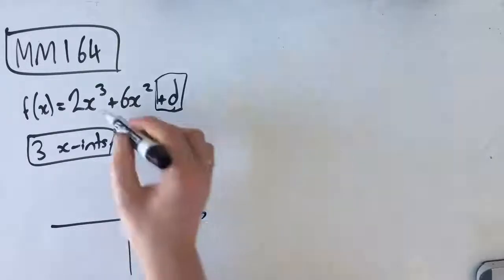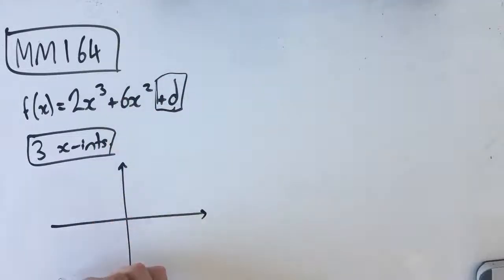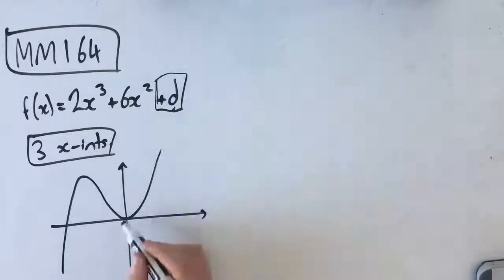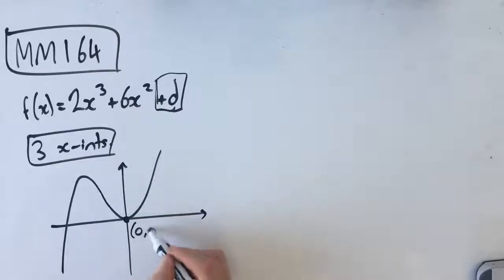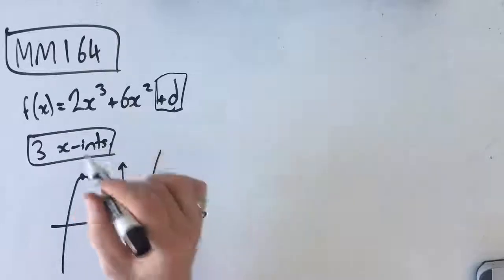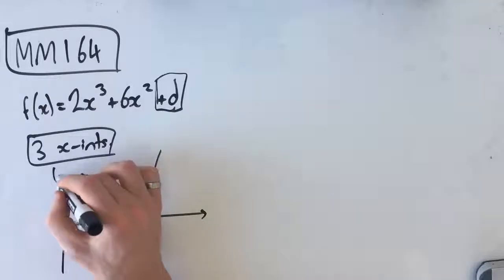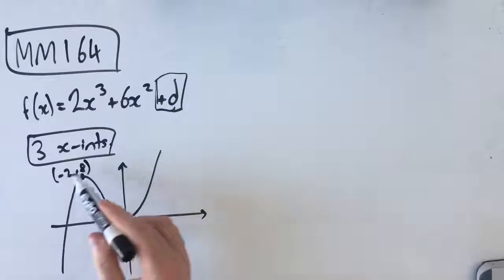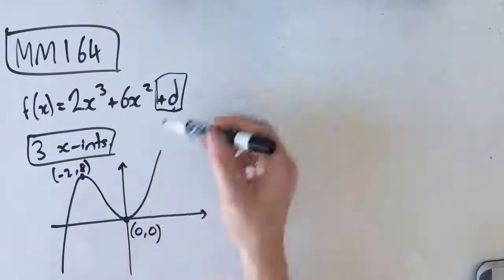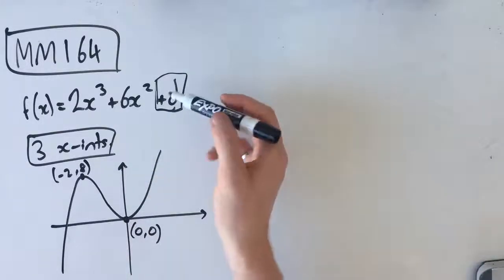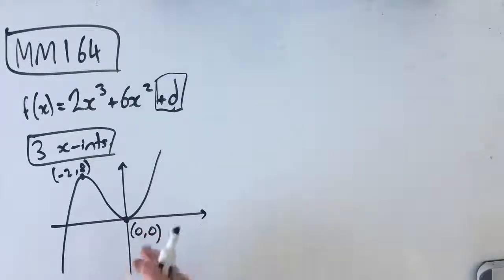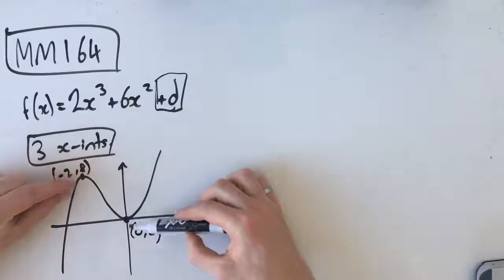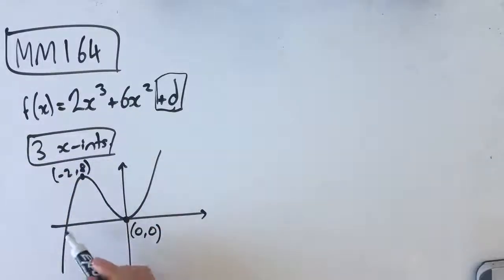So this graph, 2x cubed plus 6x squared, looks something like this, where this point here is 0, 0. And again, guys, because you've got your CAS, you can just do this on your calculator, and I would highly recommend doing that. So we know that our turning points are at -2, 8, and 0, 0, when d is equal to 0, right?